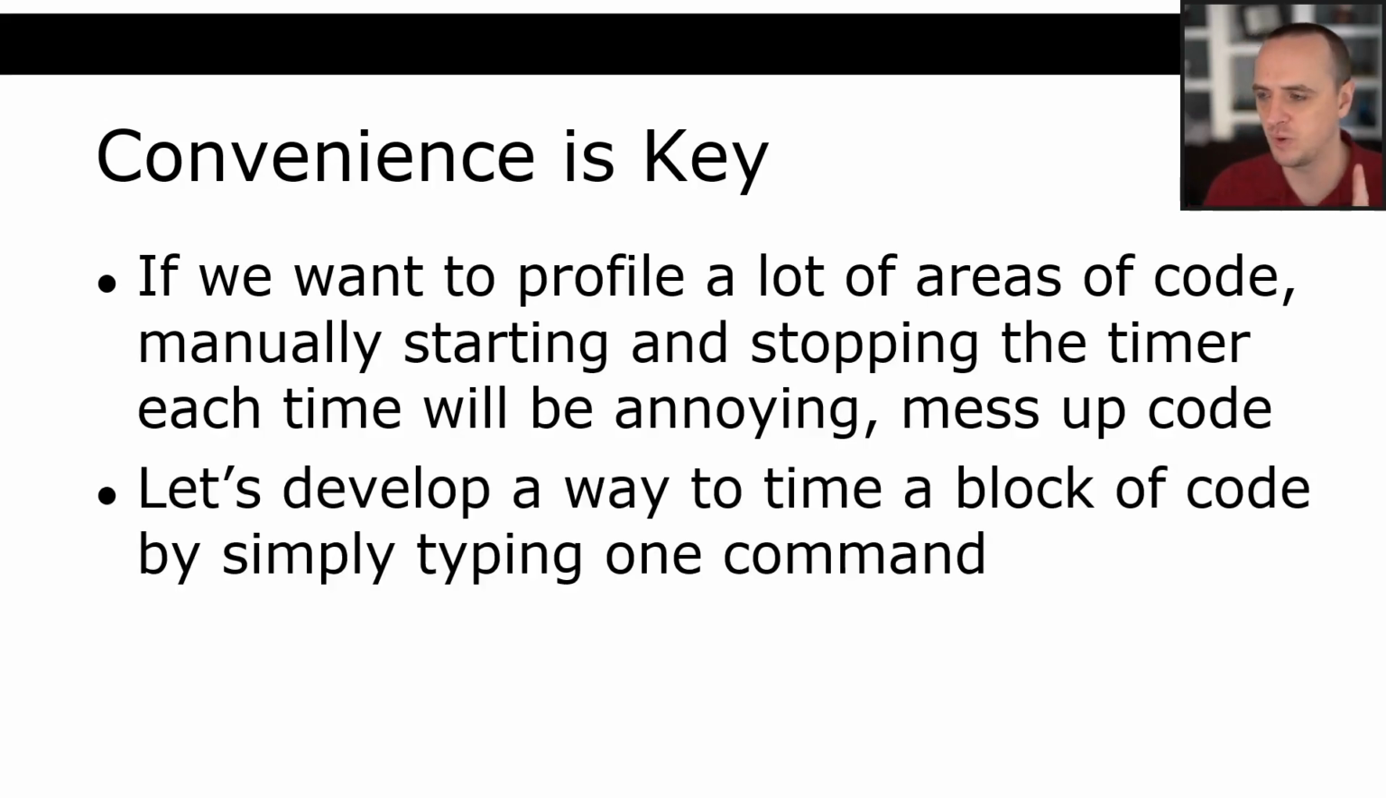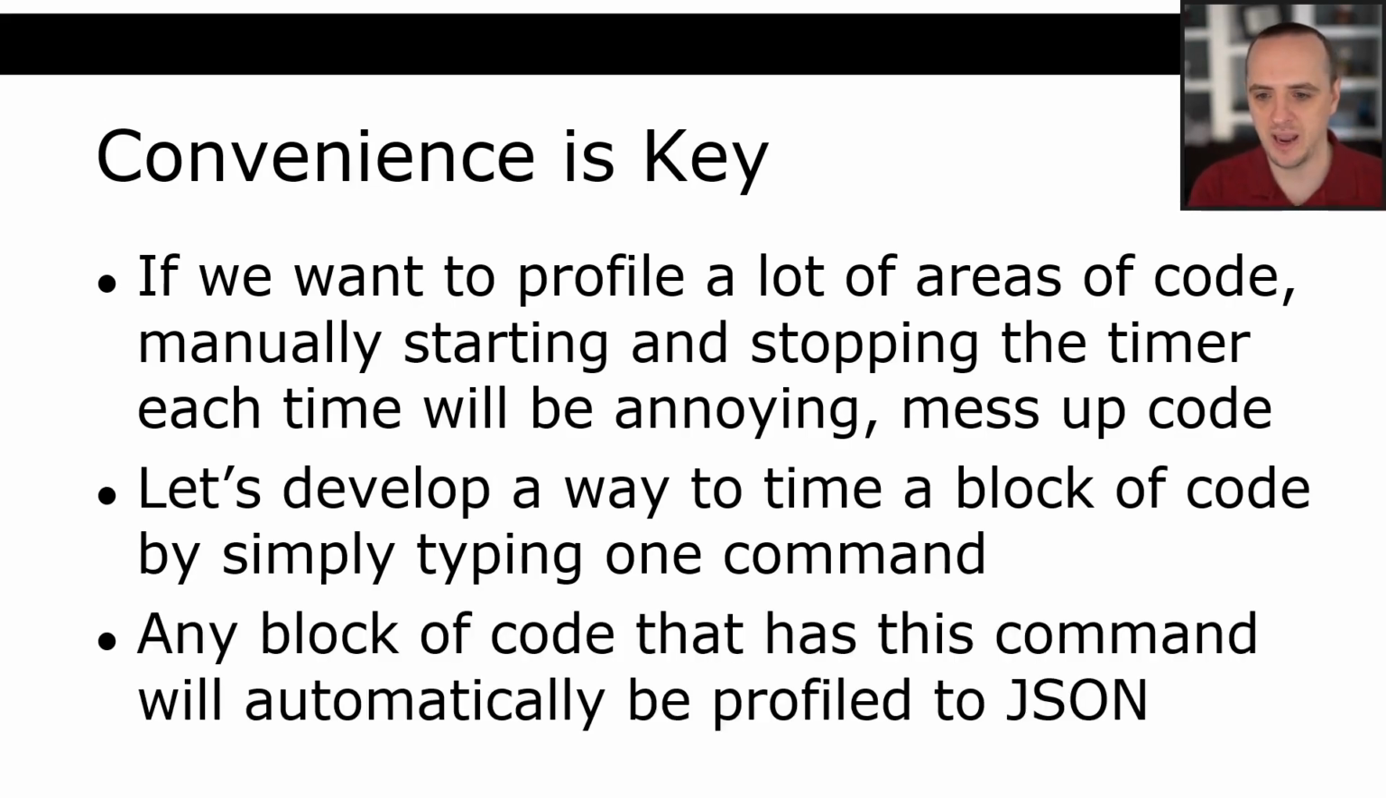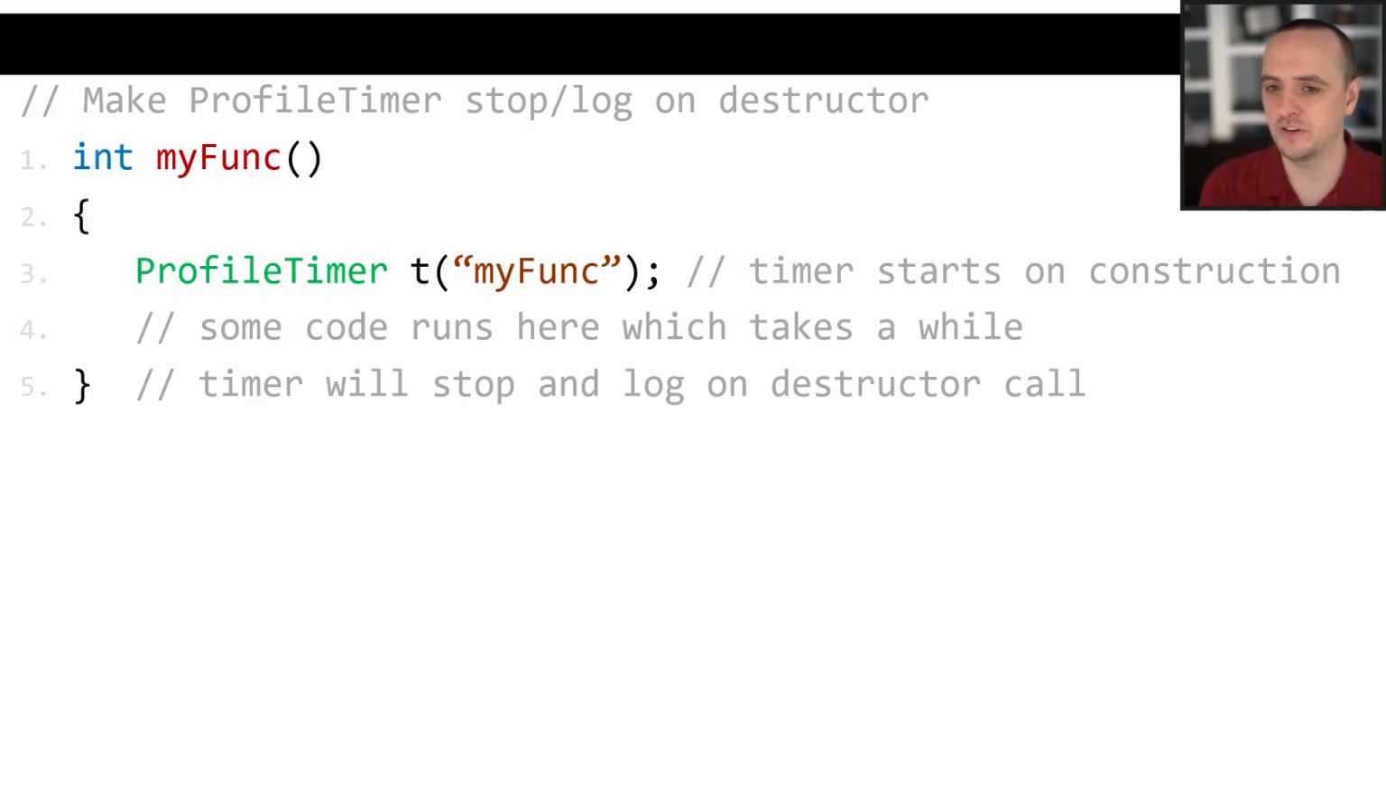So let's develop a way to time a block of code by typing 1 line of code, a single command, all right? So any block of code that has this command at the top of it will automatically be profiled to the JSON timer. And so the first thing we're going to do is make the profile timer stop and log in its destructor. So this is really convenient. Remember we talked about RAII in the past? So this is sort of RAII on this profile timer.